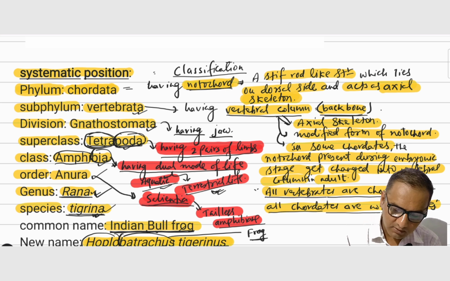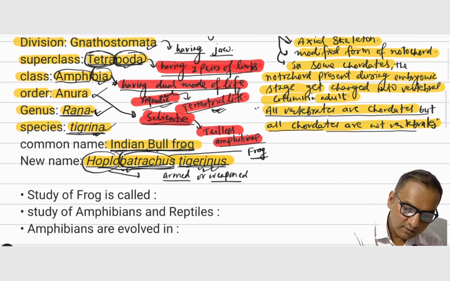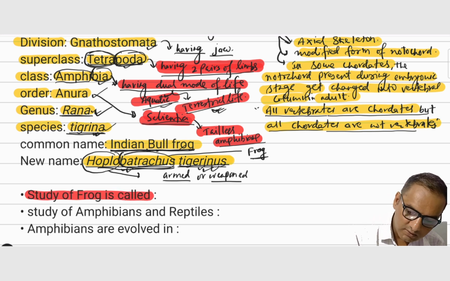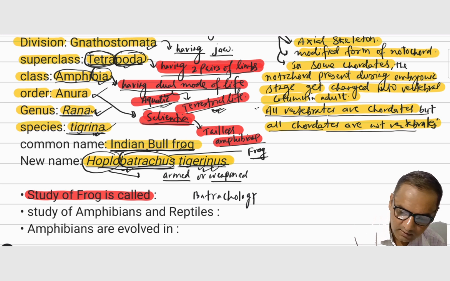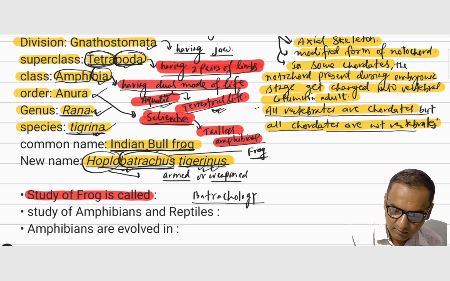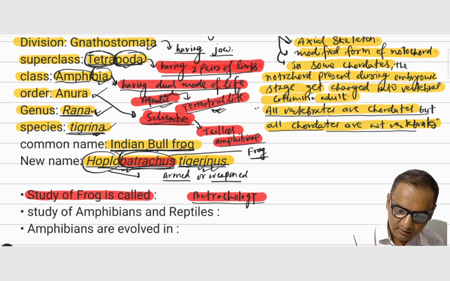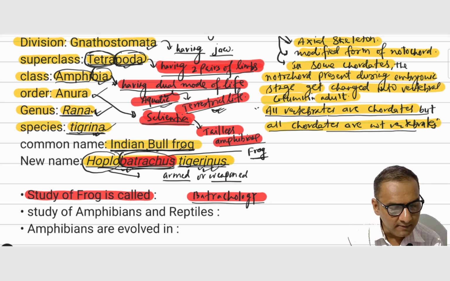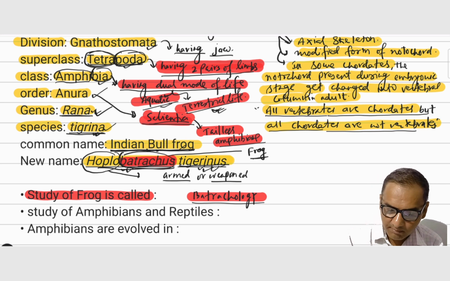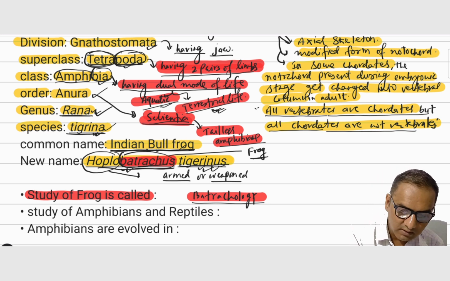Now, some terms are here. The study of frog is called batrachology. Previously, I told you that batrachus means frog, in the Greek language. And batrachology is the study of frog.